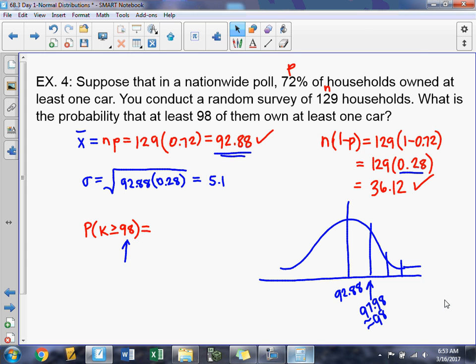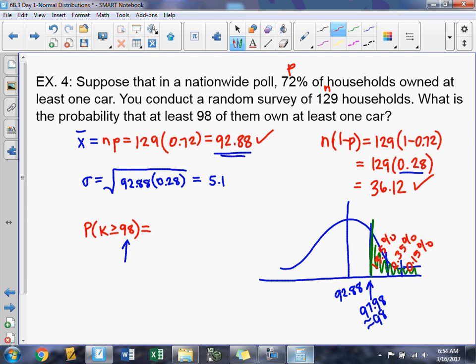So it's asking, find the probability that at least 98 of them own at least one car. So that would be from here and above. So again, we can either add the three pieces together. Remember, those three pieces would be 13.5%, 2.35%, and 0.15%. Or we know that that half is missing 34%. So we can take 50% minus 34%, and we would get 16%, or 0.16.